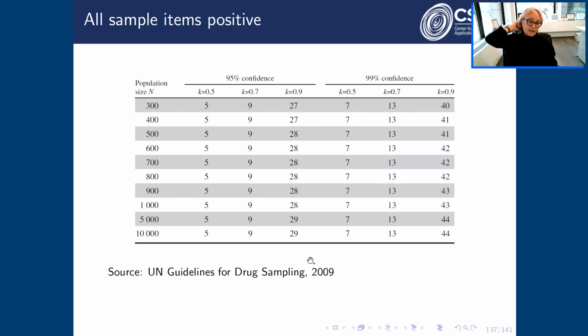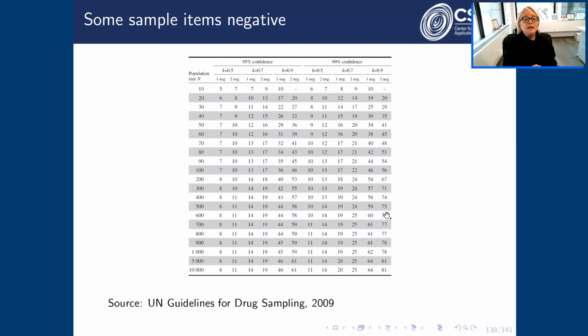Okay, so this is the same thing, but with larger populations. You see that the sample size doesn't change very much, regardless of the size of the population here. So even if your population has 10,000 and you want to say that at least 90% of those are positive, you only need 29 items in your sample, as long as every last one of those is positive. Now, the problem comes when some items in your sample are negative, because suddenly your confidence goes down.